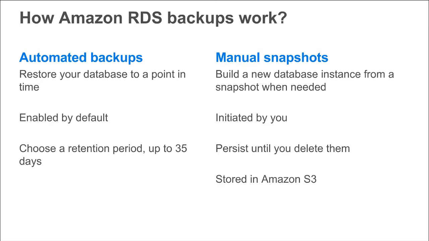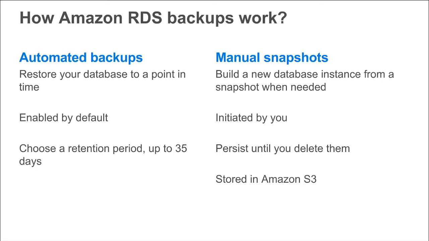In terms of RDS backups, there are two ways where you can take backups. One is through automated backups, wherein you simply select the required number of backups or the retention period you want for your database, and then that will be enabled by default. You can choose a retention period all the way up to 35 days.